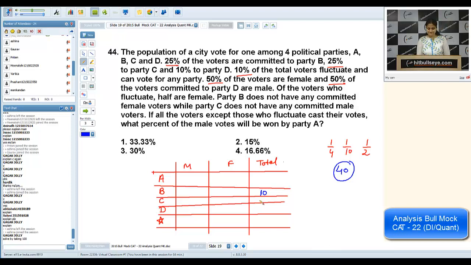25% to party C. 10% to party D. 10% of the total voters fluctuate. That is the star category. So the total should be 40 in this case. So it will become what? It will become 10 plus 10 plus 4 plus 4, which is 28 in this case. So we are left with the balance that comes out to be 12. Is it okay?